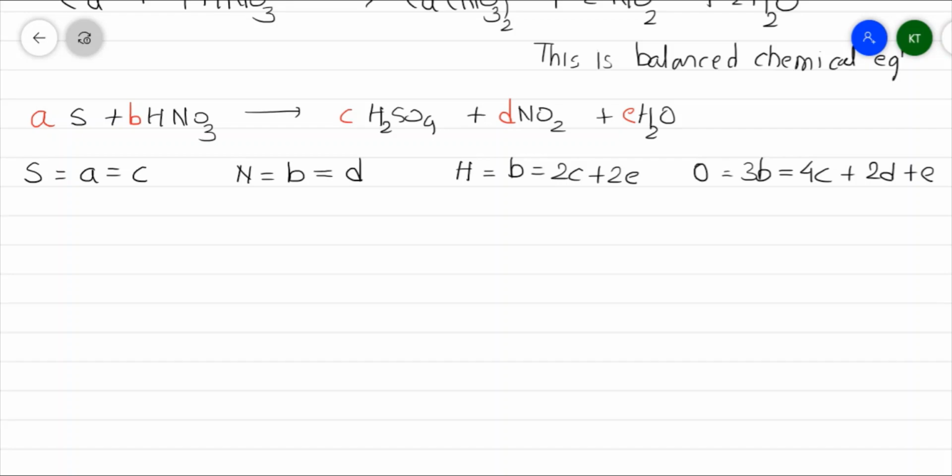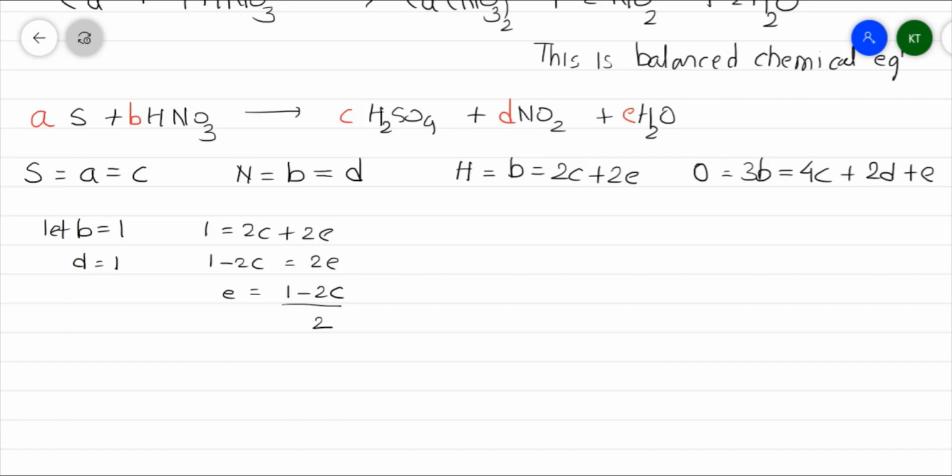Now I'll assume first, let B is equal to 1. So B is equal to 1, D also will become 1. Okay, and then I have 1 is equal to 2C plus 2E. So I'll get 1 minus 2C is equal to 2E. So E is equal to (1 minus 2C) upon 2. So I got here the value of B, I got the value of D, I got the value of E.